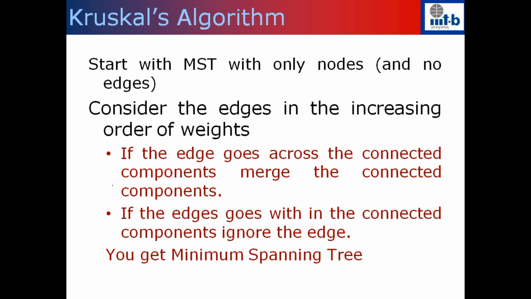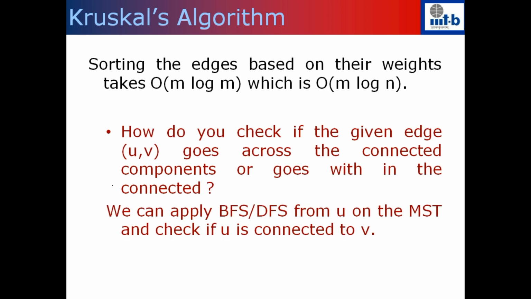the minimum spanning tree. Instead of considering the edges in increasing order, if you consider them in decreasing order, what you get will be the maximum spanning tree. Note that the edges in the graph can be both negative as well as positive. There is no restriction. Now, to implement this, first you sort the edges based on their weights. That will take order m log m time, which is order m log n, because m is smaller than n square, so log of m is smaller than or equal to 2 log of n.